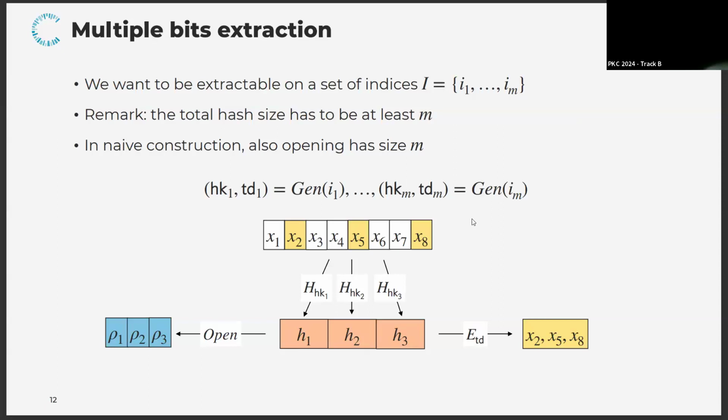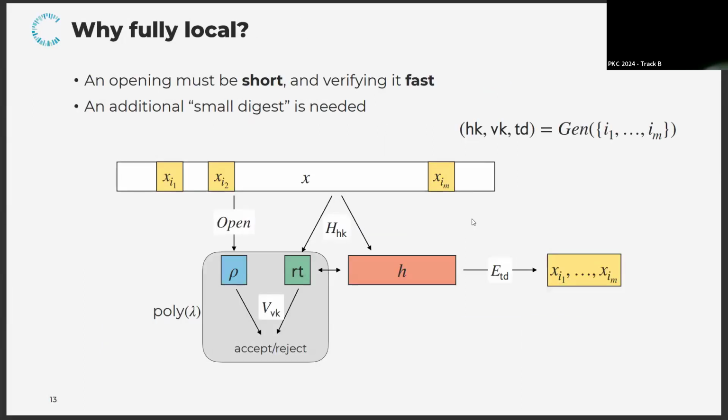If we want to extract multiple bits, we can just repeat this construction many times. This will give us a hash which is of length at least m, and we cannot do lower than m because we have to extract the indices, and also the opening will grow in size with the number of extraction indices. So fully local means just that the opening will not depend on the number of extractable positions.